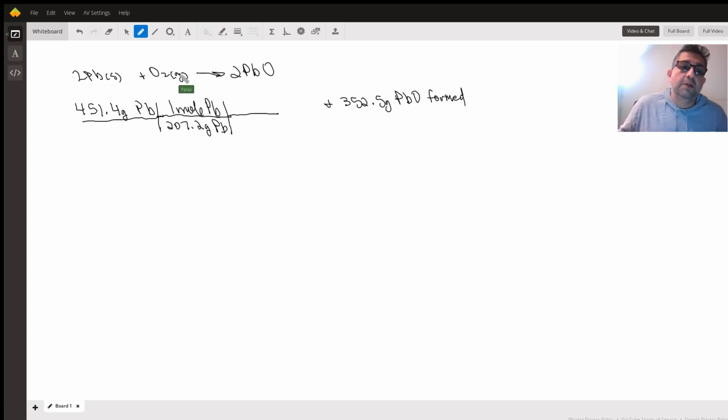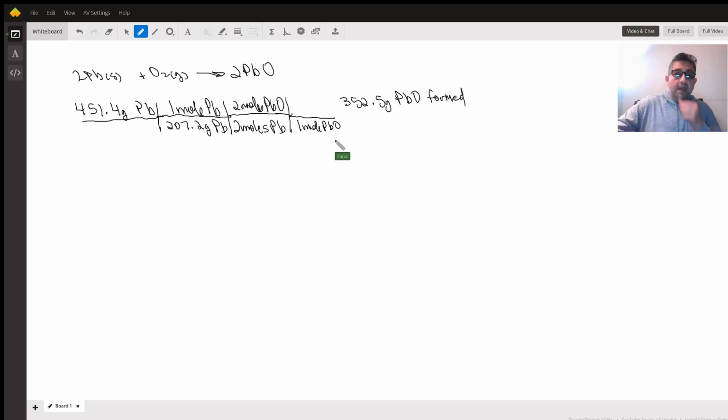Okay, what I'm going to go ahead and do is look at the molar ratio. I have 2 moles of lead to 2 moles of PbO, right? So 2 moles Pb to 2 moles PbO, right? Now, the next thing I'm going to do is calculate the mass of lead oxide that's formed, right? So it looks like it's lead(II) oxide that's formed. So 1 mole PbO.